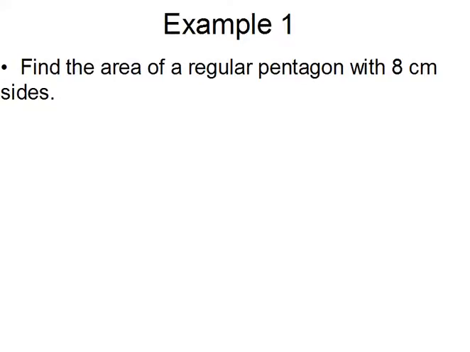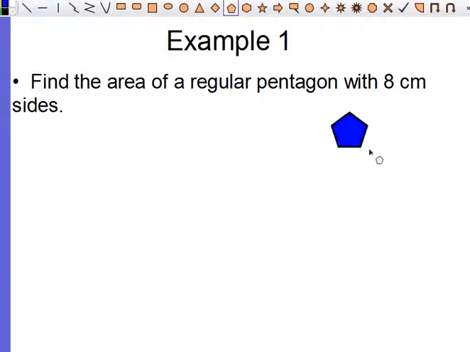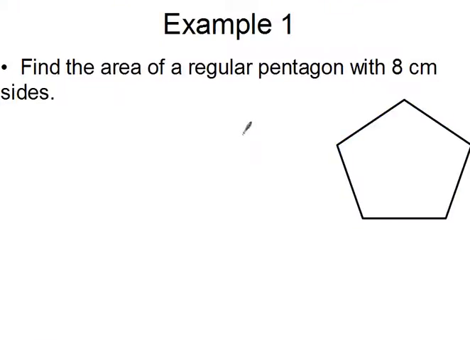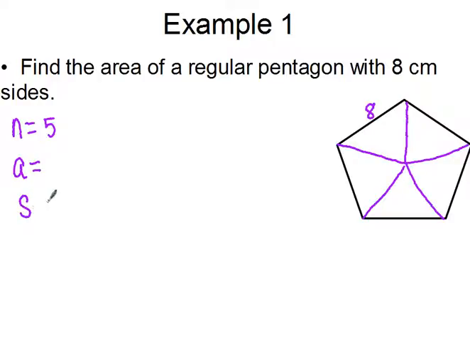Alright, so let's go use it. Now we've got a pentagon, so I could draw you a pentagon if you want. Really all we need is the triangle inside the pentagon, but it's okay. And here's all of its triangles. And it tells you that it has 8 centimeter sides. So all 5 sides are 8 centimeters. So n is 5. The apothem we don't know yet. The length of a side is 8 because they told us.